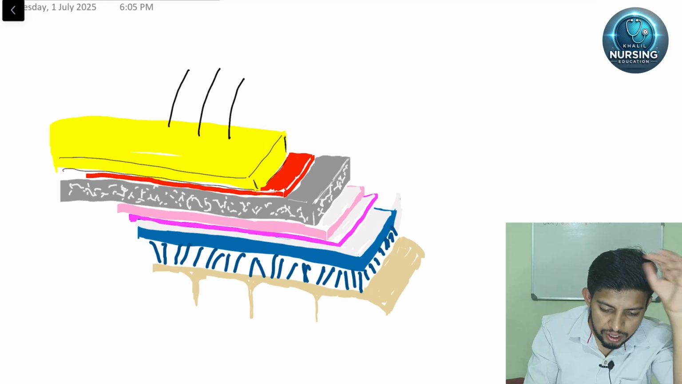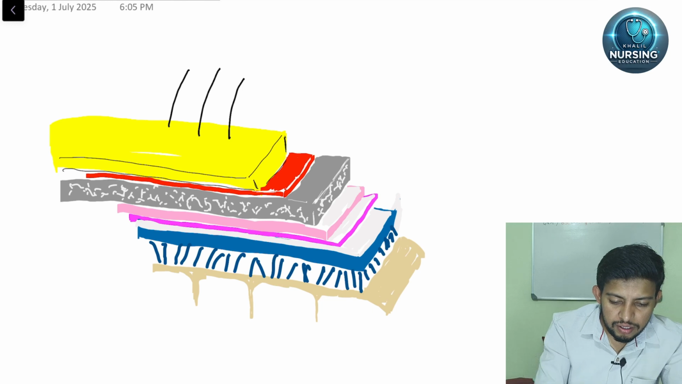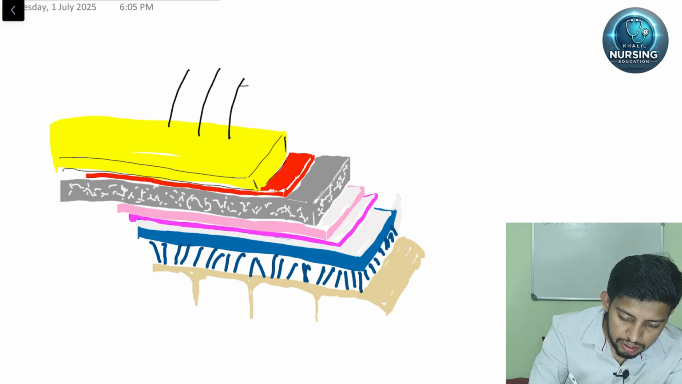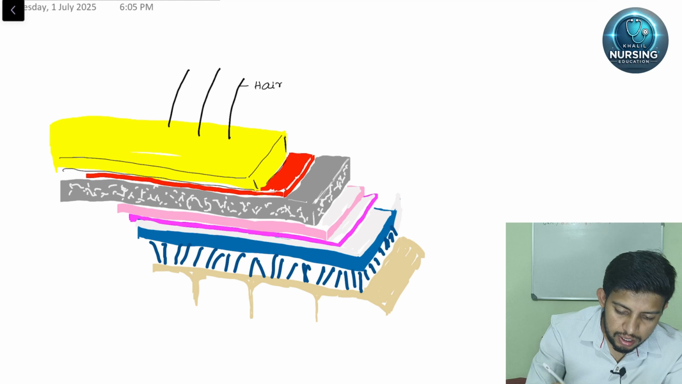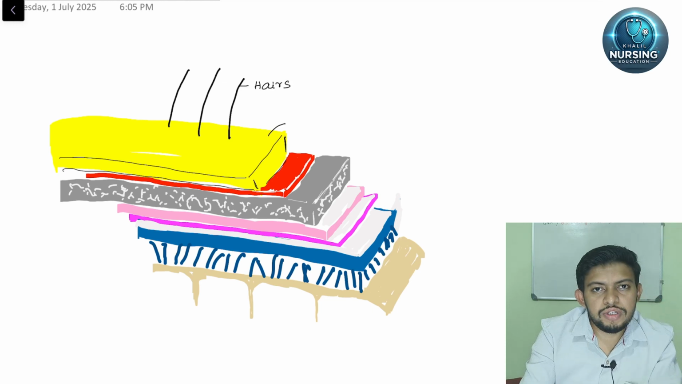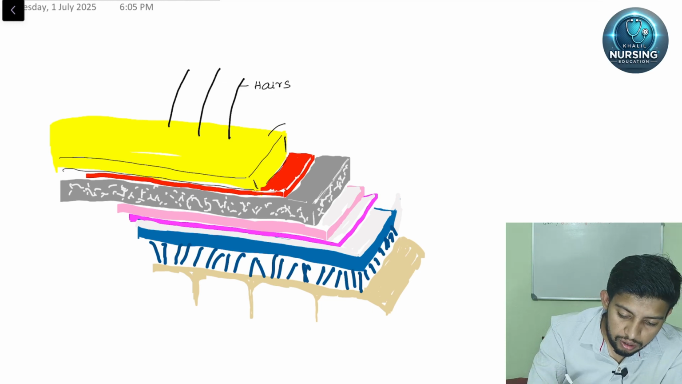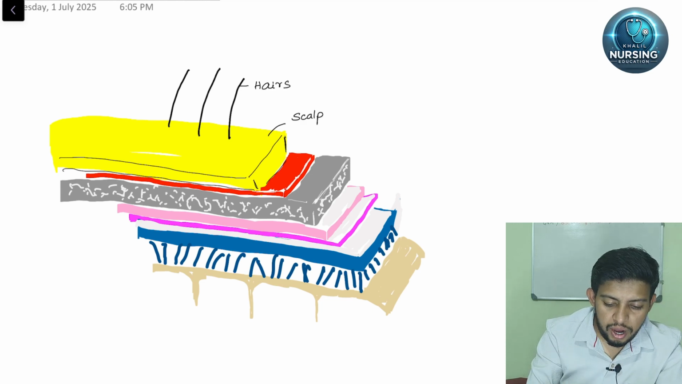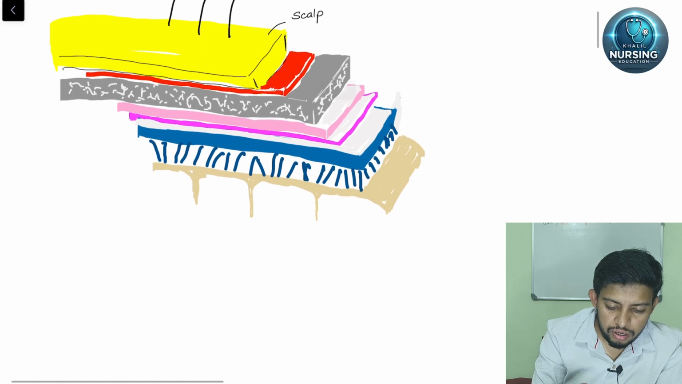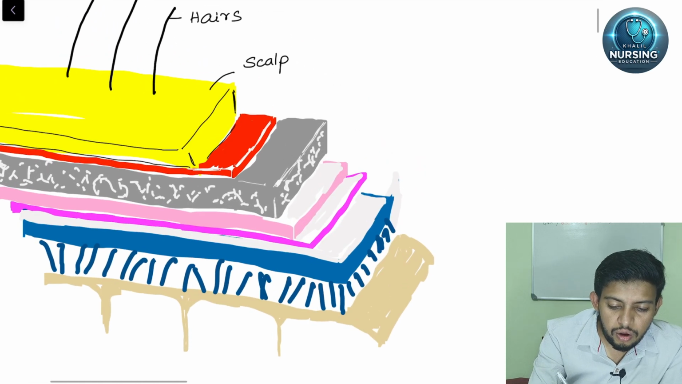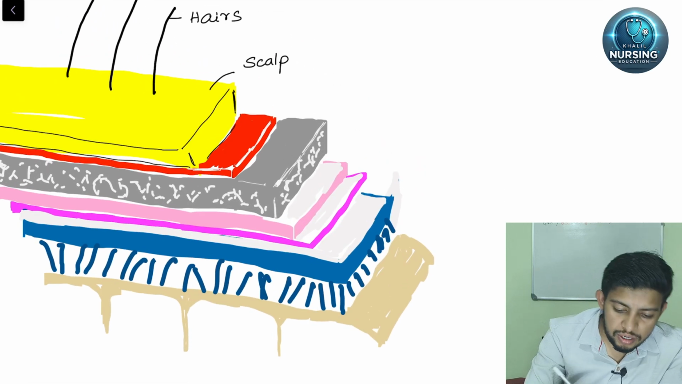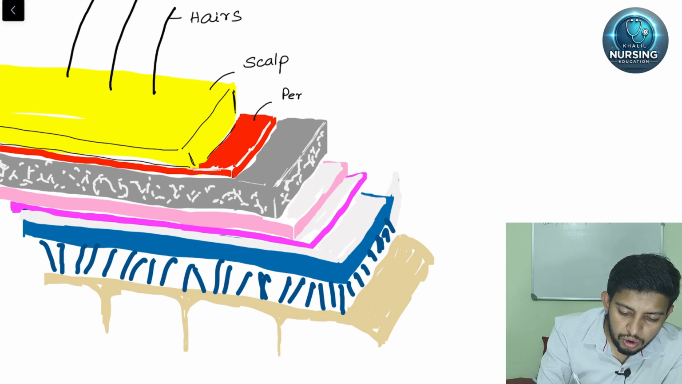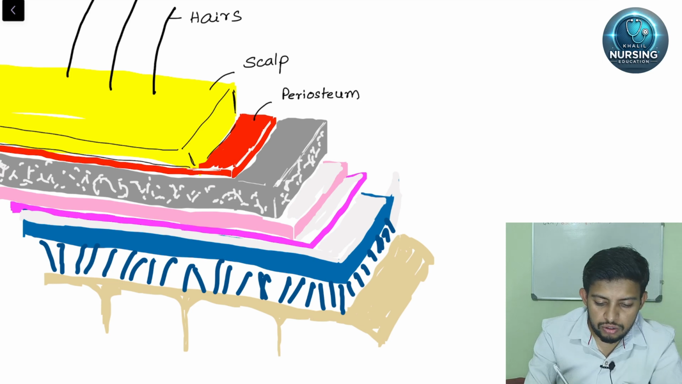See, on the top we are having what? We are having the hairs. This one is hairs, isn't it? And the skin which is holding that hair is called the scalp. After the scalp we are having the covering of the bone. The covering of the bone is called the periosteum.